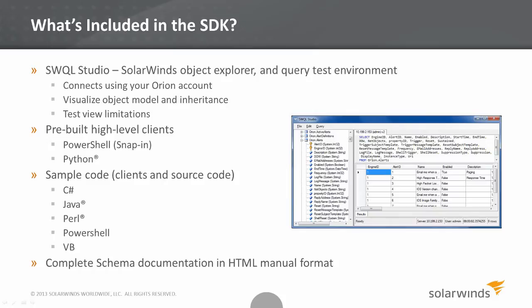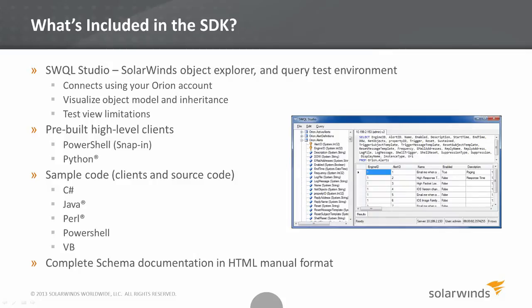What's in the SDK? Well, the first thing that you're going to get is SWQL Studio. So that's the Object Explorer, it's the query test environment, and it actually will connect like anything else using SWIS, using your Orion account. And it allows you to visualize the object model and inheritance. And there's a bunch of tools. I'll show you how that works.